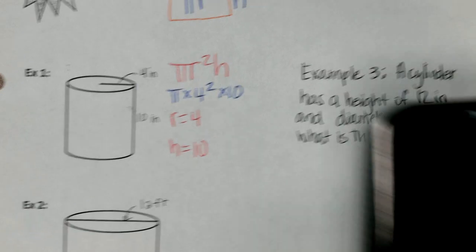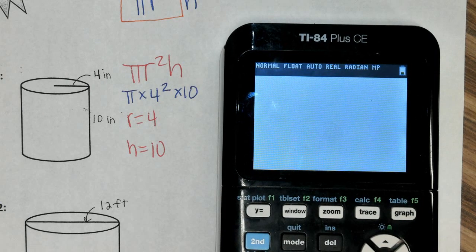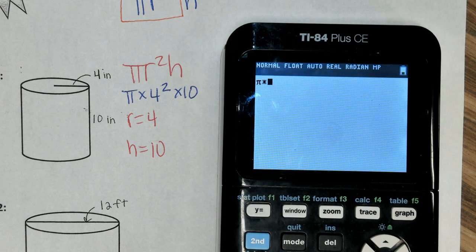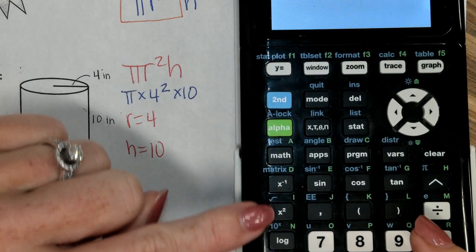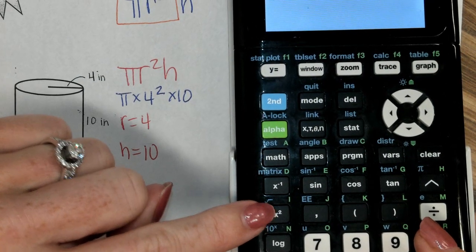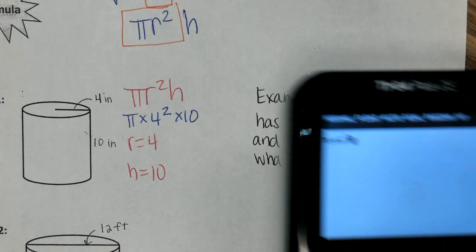So we go to our calculator and type that in. So pi times radius, which is 4 squared. Do y'all remember where the squared button is right here? It's a shortcut. Everybody's eyes on the board? Y'all remember where squared is? Okay, times 10.